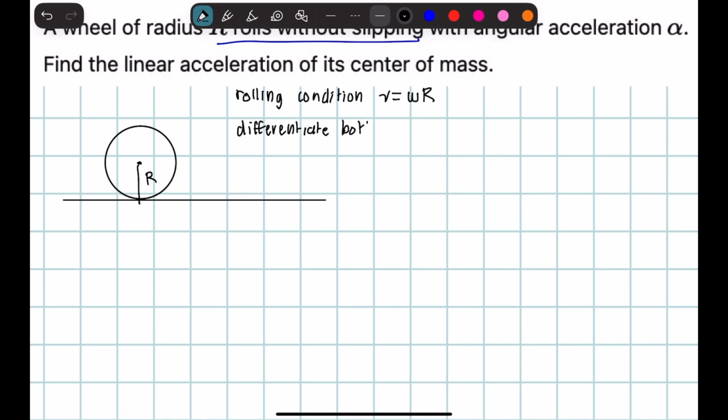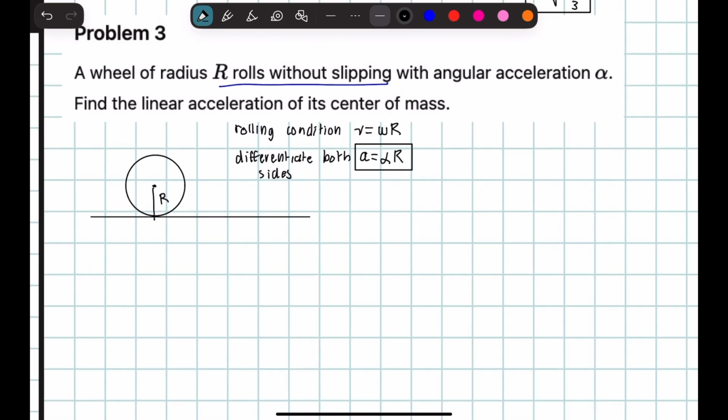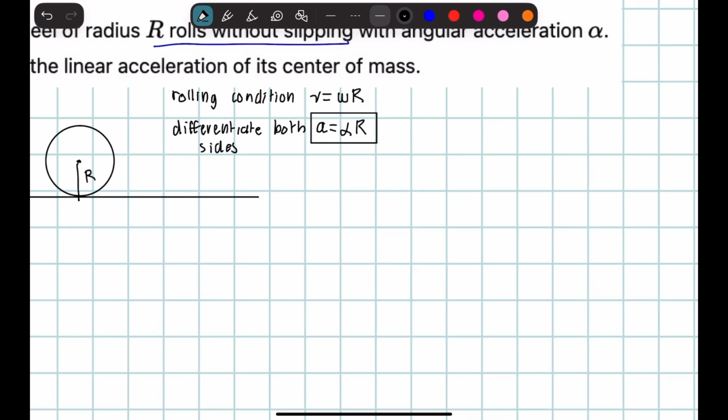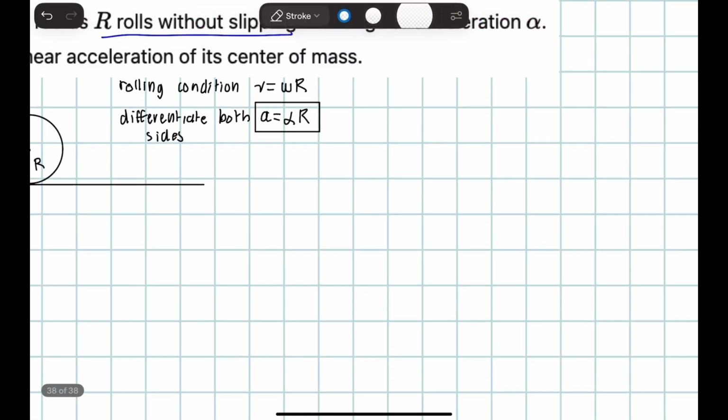Differentiate both sides. If you're in AP Physics 1, you don't have to necessarily know how to differentiate, because that's out of the scope of the class, but you just kind of have to memorize this variant. So this is going to be the solution. That's going to be the linear acceleration of its center of mass. So this equation, again, allows you to switch between rotational kinematics and linear kinematics.